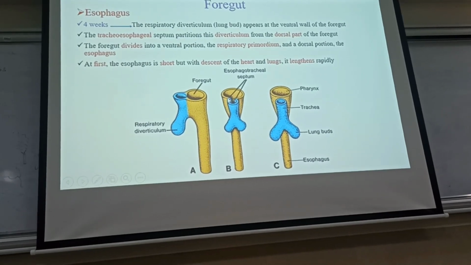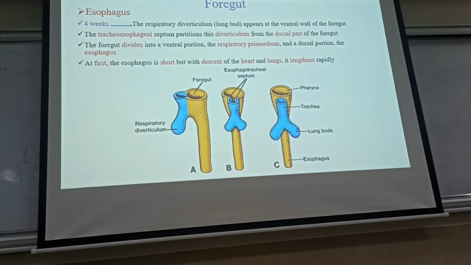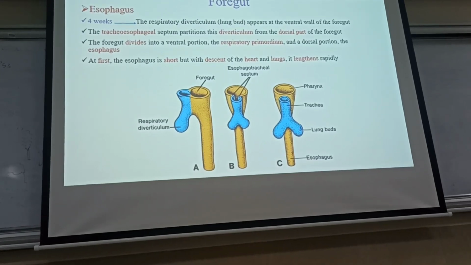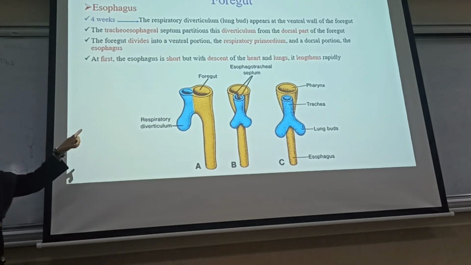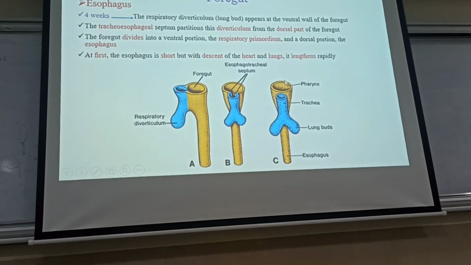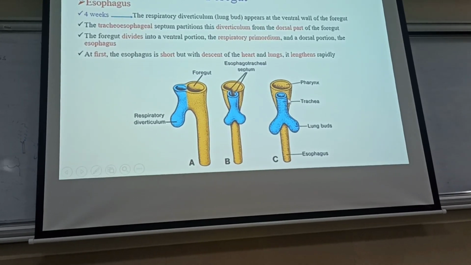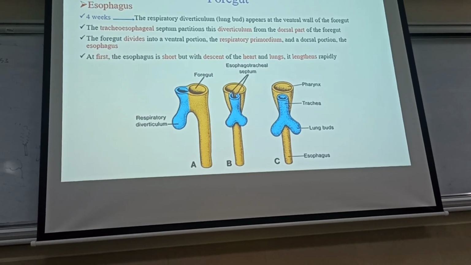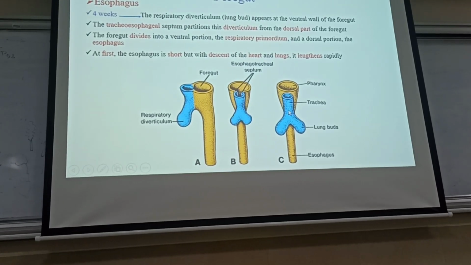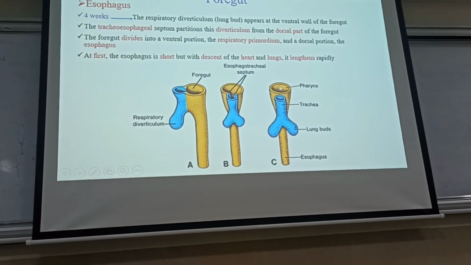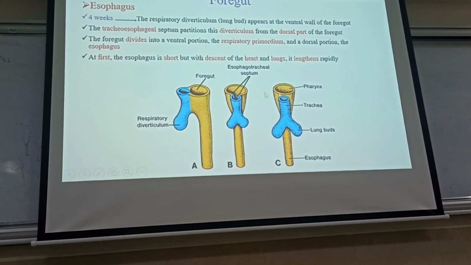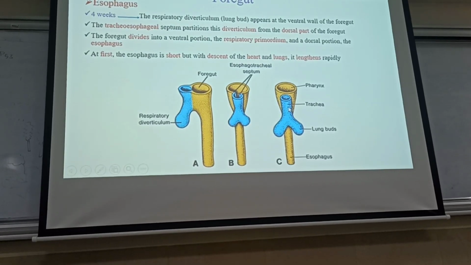Okay, the next step, a septum that is called the esophagotracheal septum appears. The final stage, the gut tube or foregut divides into two parts, anterior part and posterior part. The anterior part is the respiratory tract or respiratory system, and the posterior part is the esophagus. This is the esophagus and this is the trachea.